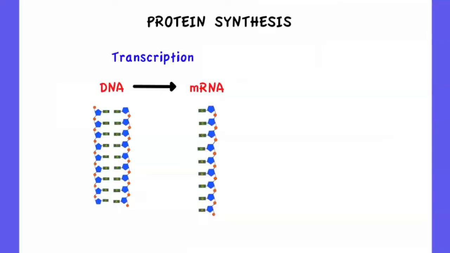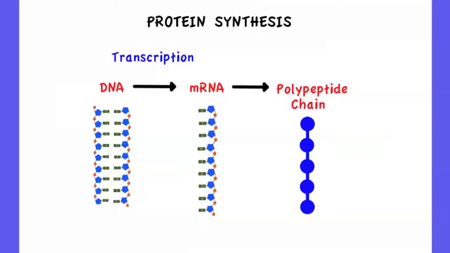That mRNA would then move from the nucleus, where transcription took place, into the cytoplasm, where it's going to be used to form a polypeptide chain in a process known as translation. Ultimately, that polypeptide chain would be folded to form a protein. In this video, we're just going to outline the first part, the transcription of DNA to form a piece of mRNA.